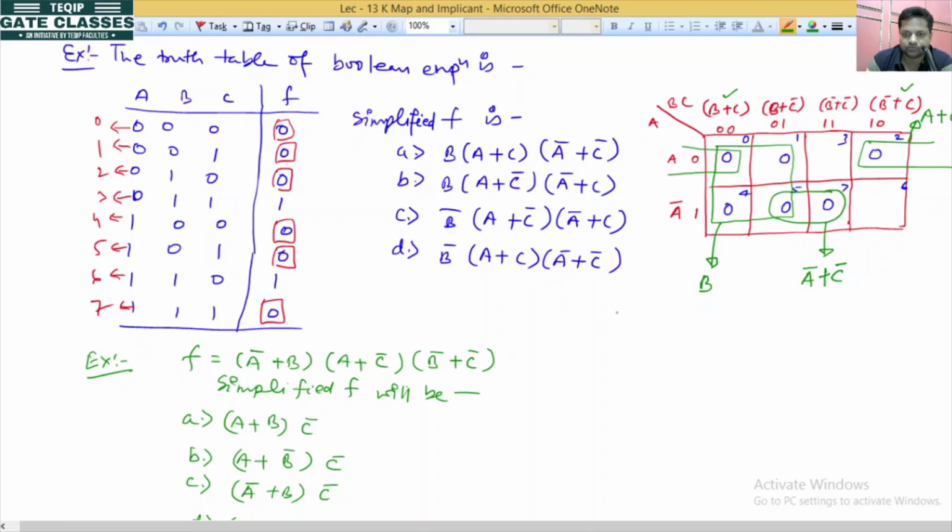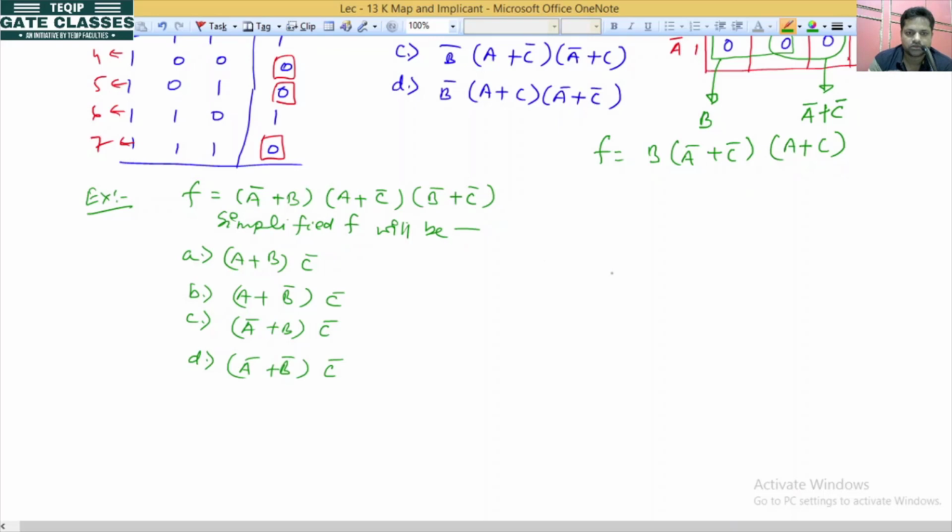Now what will be the answer? We have obtained the sum terms, so we have to multiply them to make a product of sums. F equals B, A bar plus C bar, and then A plus C. Which option is correct? B, A bar plus C bar, A plus C. The first option is correct.